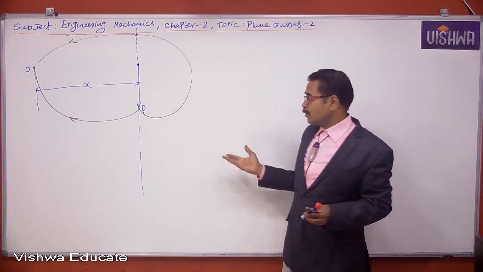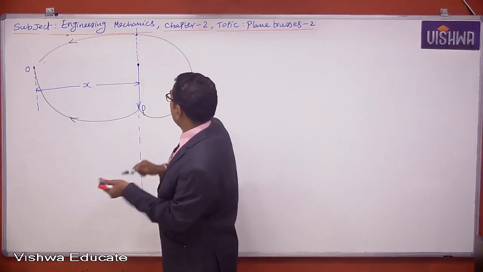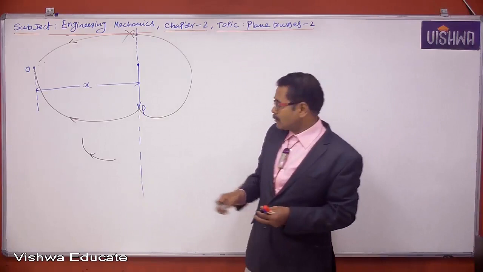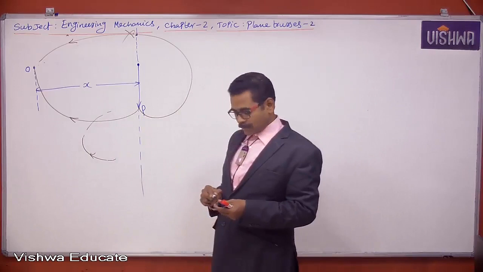So obviously moment because of this force is clockwise, not anti-clockwise. This is wrong, right? What is this arc? You are moving in clockwise direction. In your clock, handles rotate like this, so that is why it is clockwise moment.